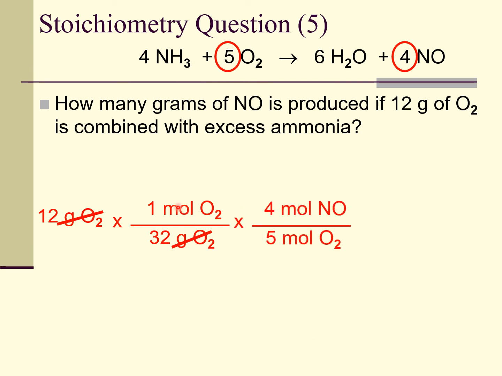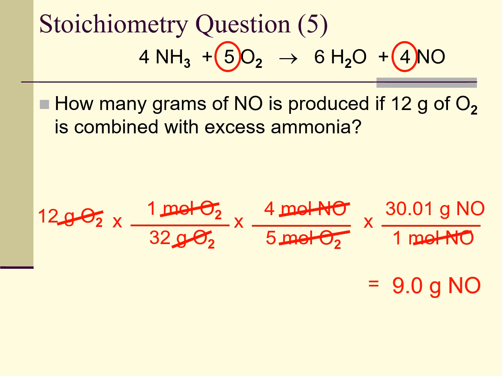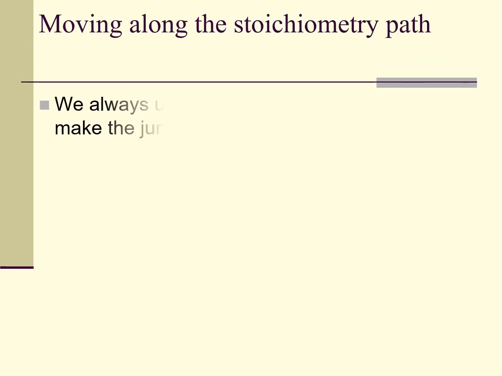Then the conversion factor, 4:5. Tingnan nyo. Mole sa numerator ng oxygen, mole sa denominator ng oxygen. So that they will cancel out. Okay. Then, since what we are asked for is grams of nitric oxide, you need the molecular weight of nitric oxide. And cancel out moles to give us 9 grams of nitric oxide. Okay?